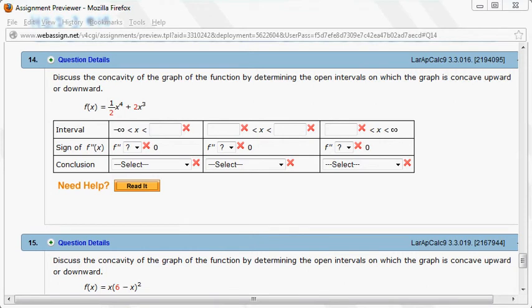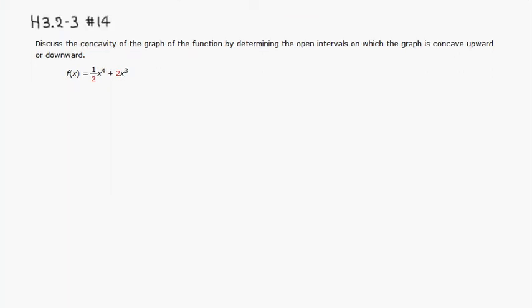Okay, let's look at homework 3.2, 3.3, number 14. We want to do a concavity analysis on this function: f of x is equal to 1/2 x to the fourth plus 2x cubed. So let's do that. We need to find the second derivative, so first we take the first derivative.